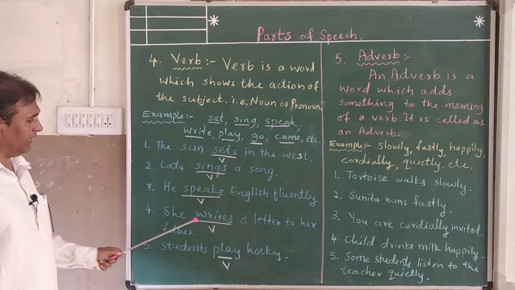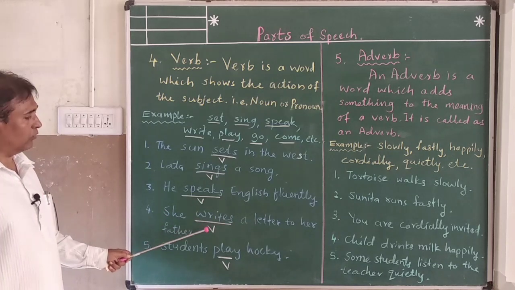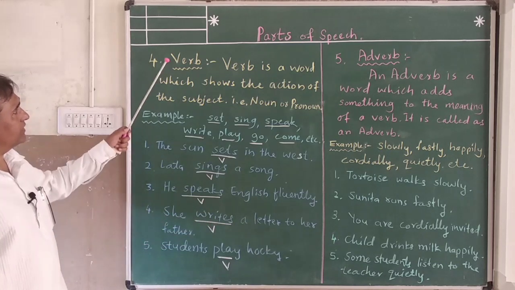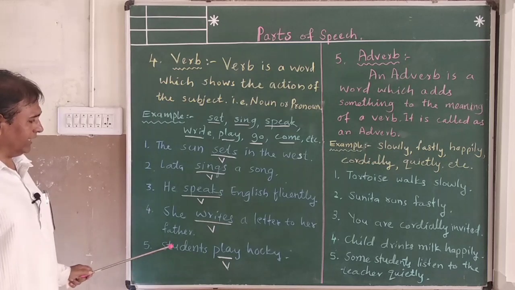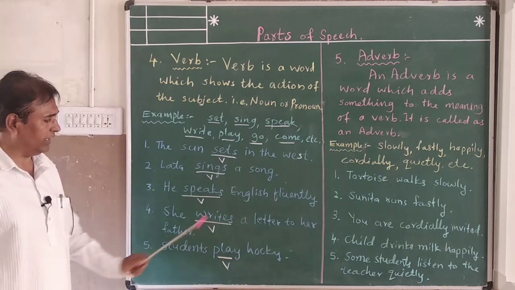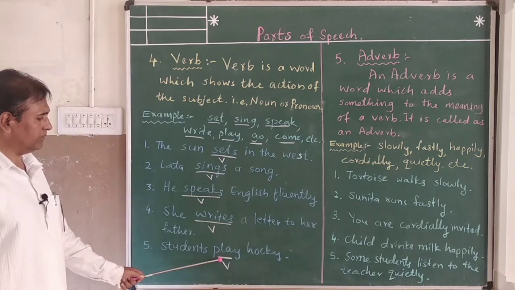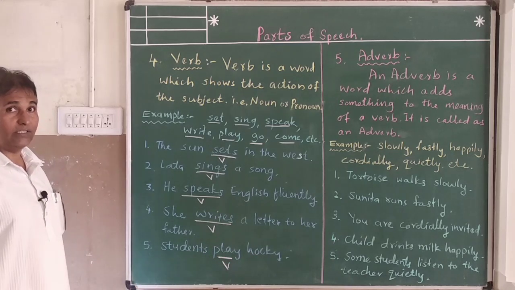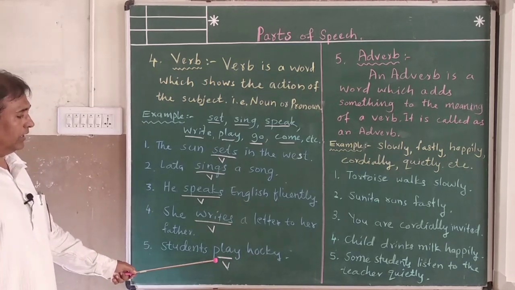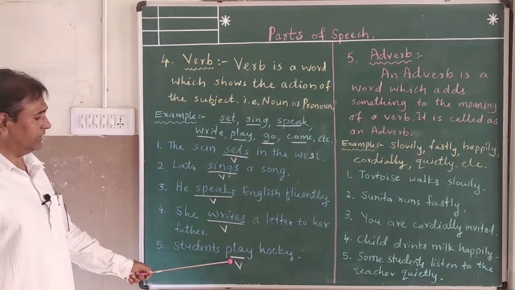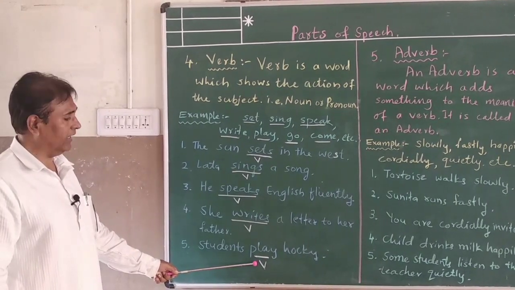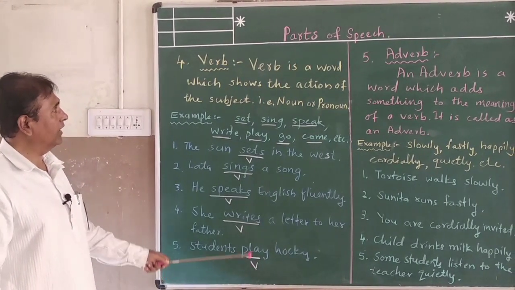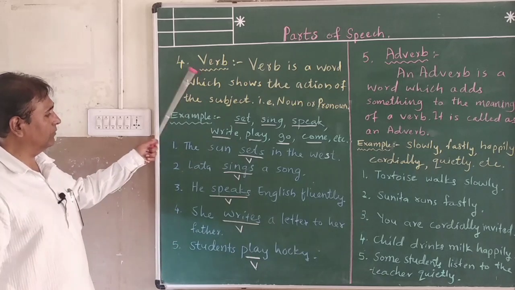She writes a letter to her father. Which is the word here? Writes. Verb. Students play hockey. What is the word here? The word is play. Here we have written V, and V means verb.